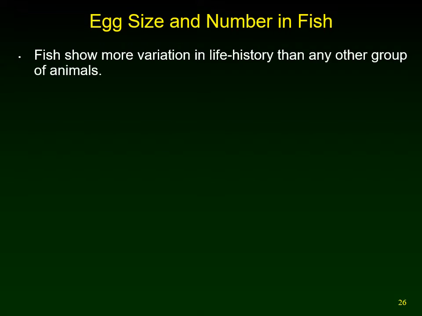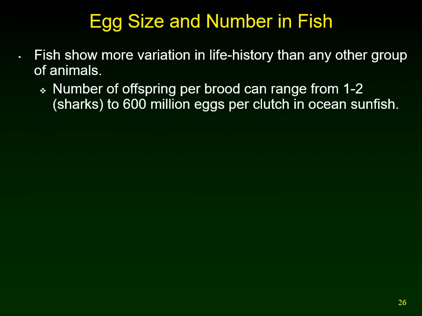Next, we're going to look at how offspring size and number influences a population. A good group we can look at is fish, and they show a huge variation in their life history compared to other groups of animals. So for example, fish such as sharks can have just 1 to 2 offspring at a time, whereas other species of fish, such as the sunfish, can have up to 600 million eggs at a time.